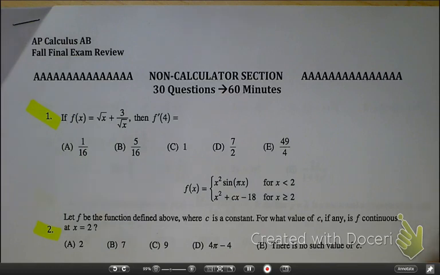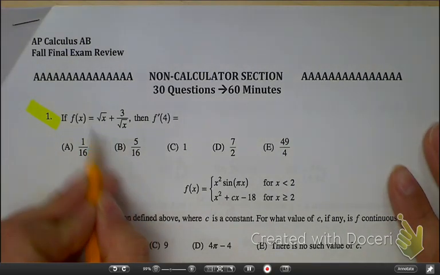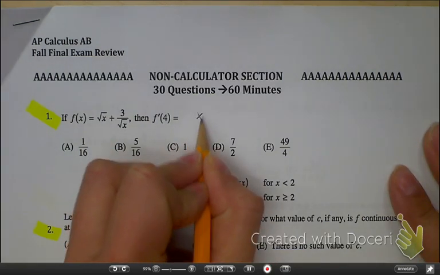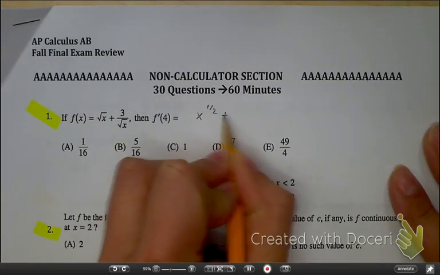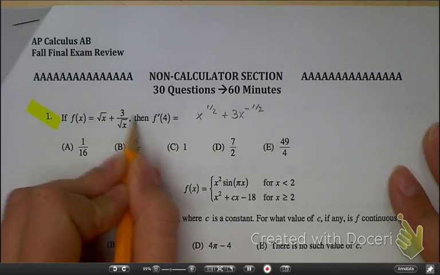All right, so now let's look at some of the questions from the review packet. There are quite a few that relate to derivatives, so we'll go ahead and hurry on through these ones. First things first, when we're taking a derivative and we have square roots, I would rewrite this as x to the 1/2 plus 3x to the negative 1/2. If you bring up that one from the bottom, it's a negative power, and then both of them are to the power of 1/2.